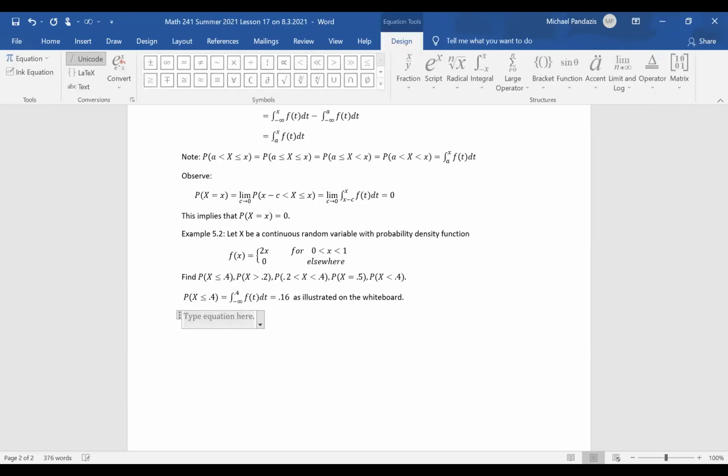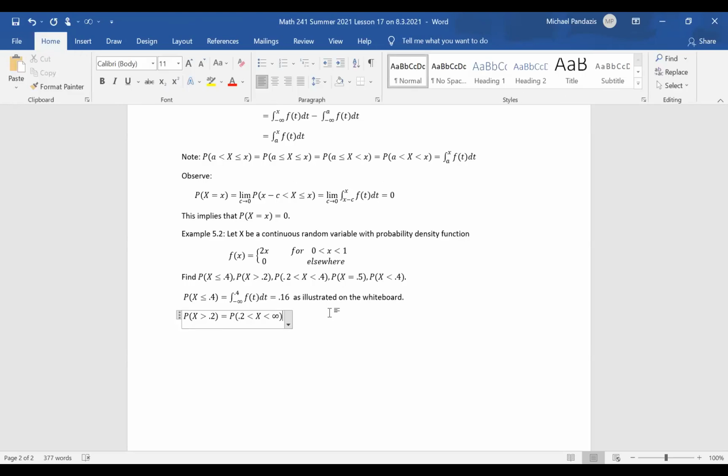Okay, so next is the probability that capital X is greater than 0.2. Well, the probability that capital X is greater than 0.2 is the probability that 0.2 is less than capital X, less than infinity. And so let's now look at this 0.2 less than x less than infinity on the whiteboard also.